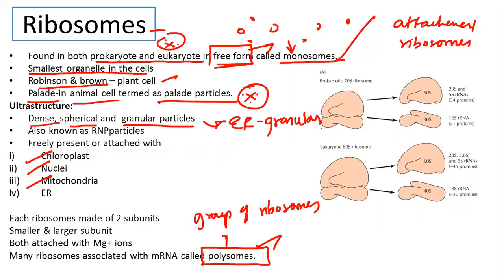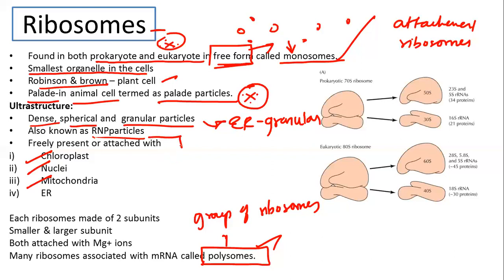Granules means like a stone-like structure, which will be attached over the endoplasmic reticulum. The spherical ones are the free-floating ribosomes. These ribosomes are also known as RNP particles. Ribosomes, whichever are dense, spherical and granular, are also known as RNP particles.